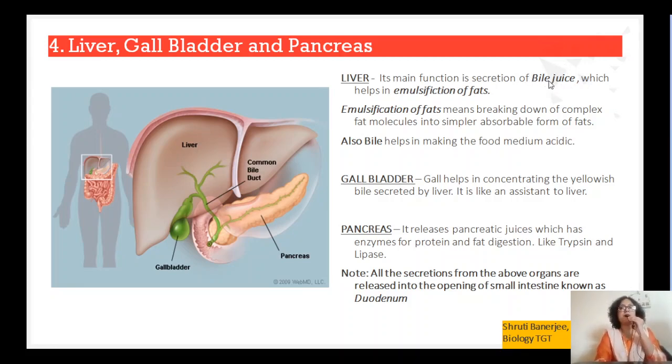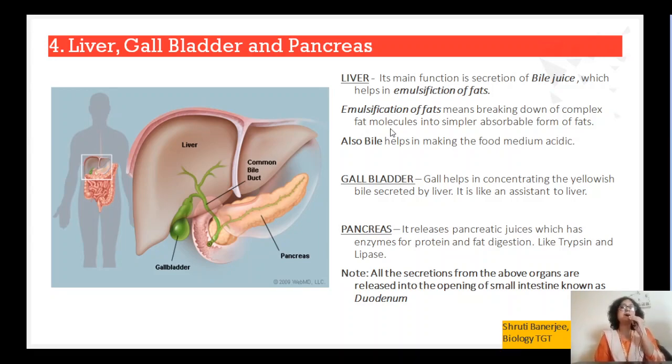Now what is the function of this bile juice? The main function of bile juice is emulsification of fat. What is emulsification of fat? It is the breaking down of complex fat molecules, heavy chained fat molecules, into simpler absorbable forms of fats. Okay, so it is not digesting it, it is breaking down the heavy chained or complex fat molecules into absorbable small fat molecules. Okay, this is the main function.